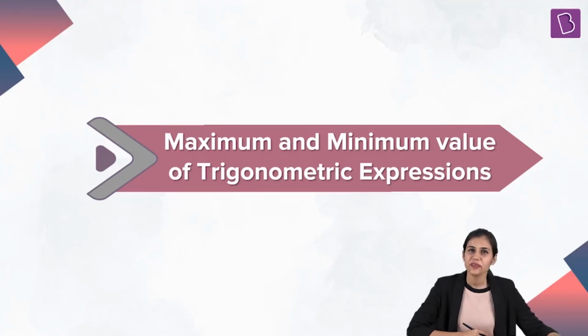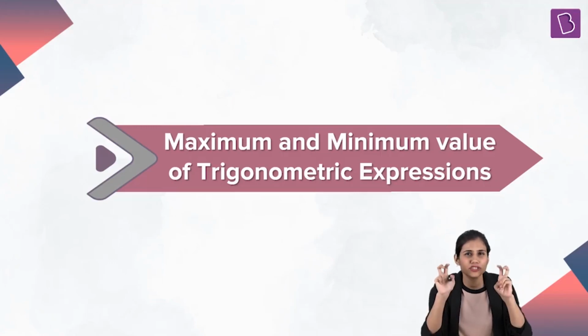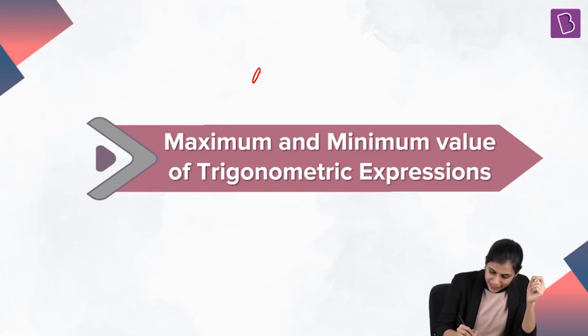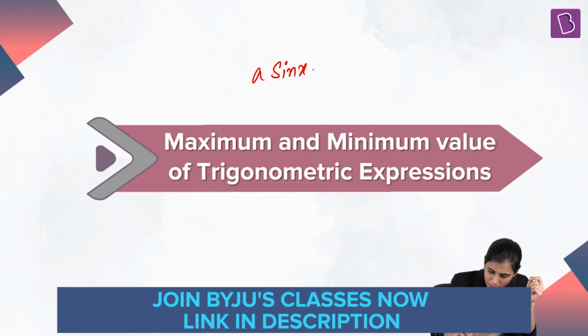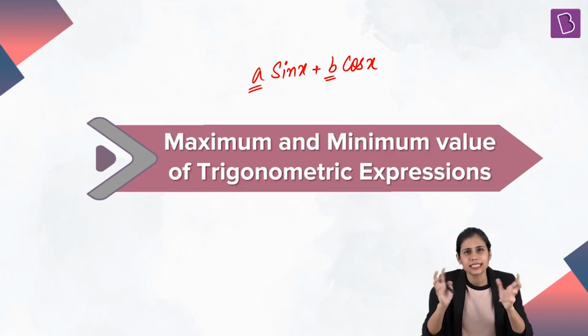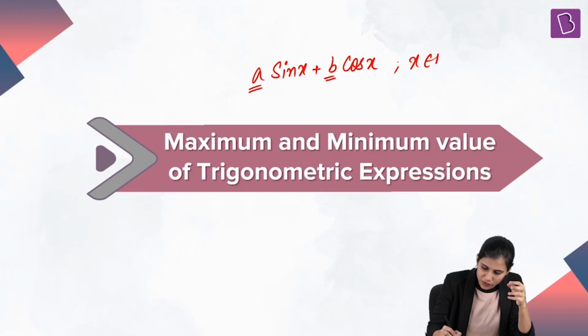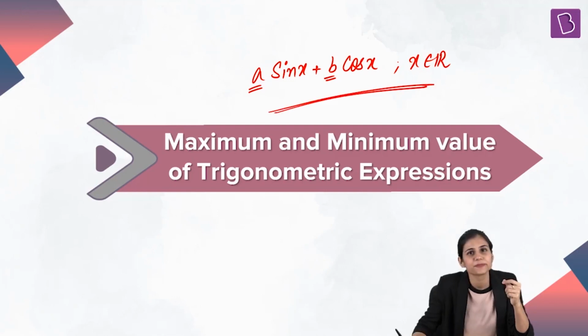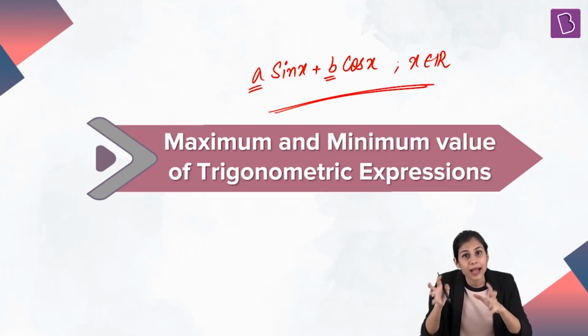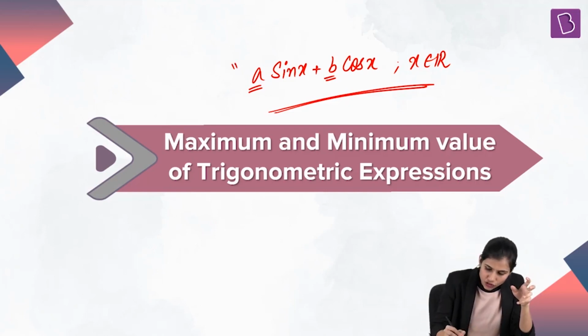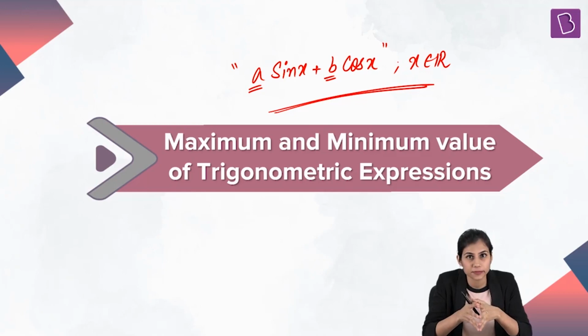Okay then, now let's turn our attention to a special type of trigonometric expression. It actually looks like a sin x plus b cos x. Here, a and b are some real constants, and obviously x varies over the set of all reals. I am interested in finding the minimum and the maximum value of such a function.